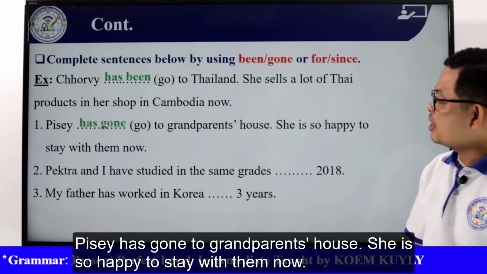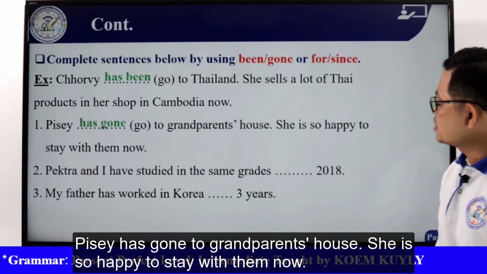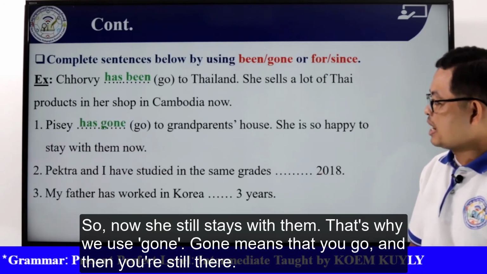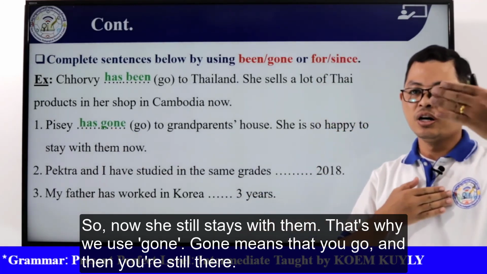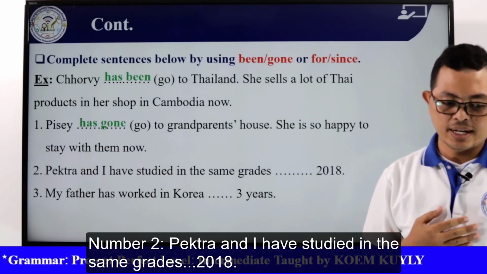Yeah. Pisay has gone to grandparents' house. She is so happy to stay with them now. So now she still stays with them, right? That's why we use gone. Gone means that you go and then you are still there. You have not come back yet.